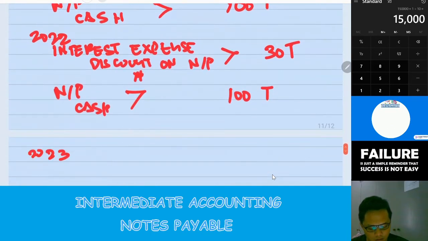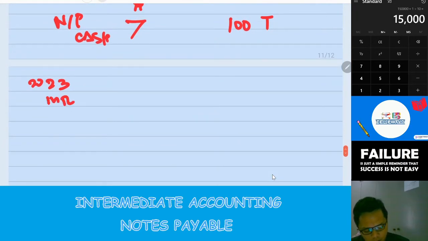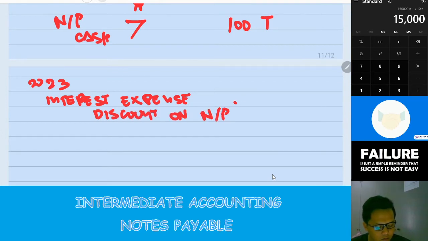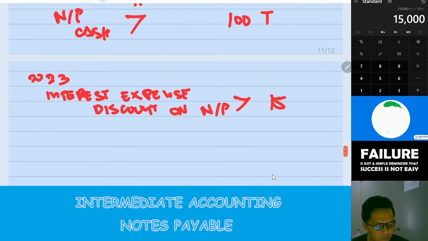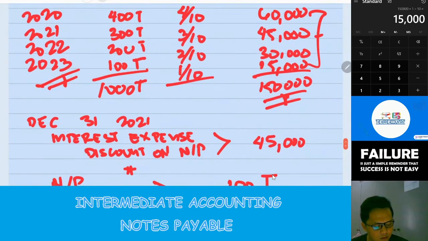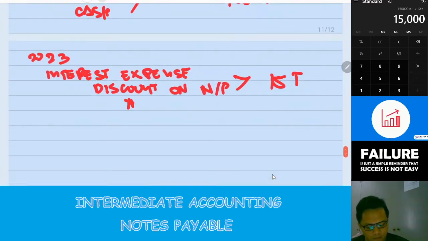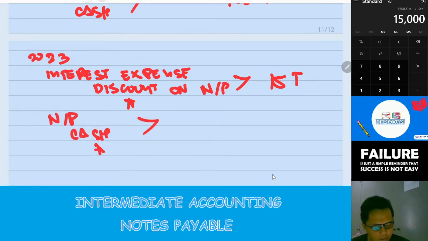On 2023, the last year, diba? Last year na tayo. Debit interest expense, credit discount on notes payable, which is, if titingnan natin yung amortization table, 15,000. Diba? Then, debit notes payable, final payment, 100,000. So, yun.